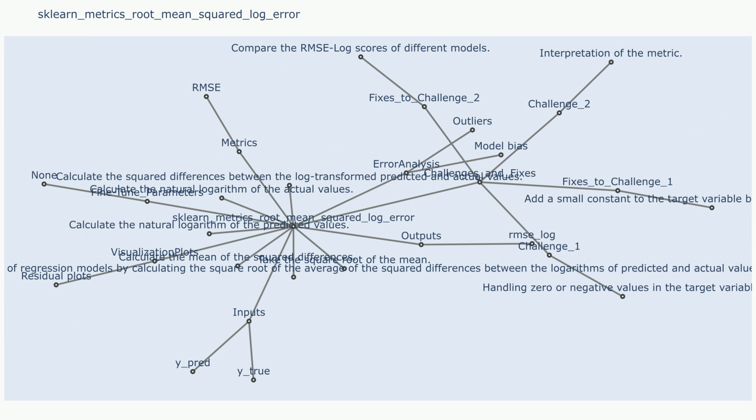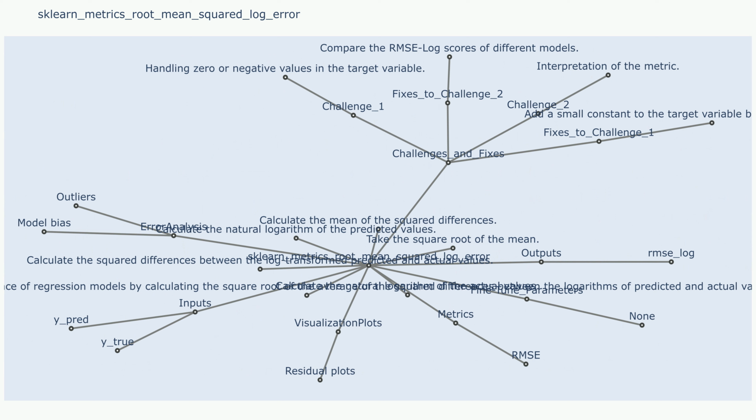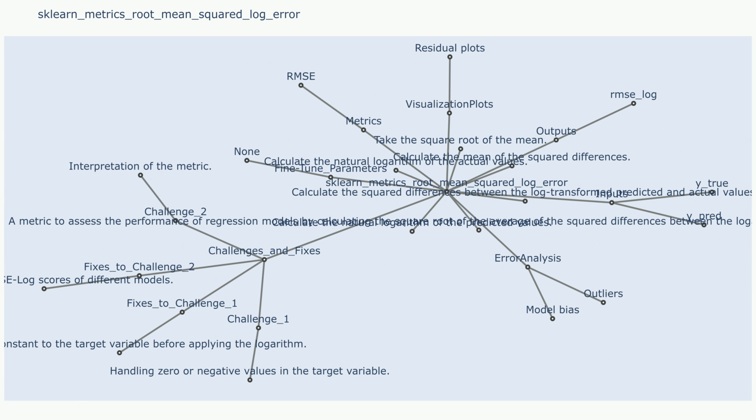Metrics: RMSLE provides a measure of the average logarithmic error, useful for evaluating models that predict values with a wide range. It is particularly useful for cases where the model's errors are more significant when the predicted value is far from the actual value. Visualization plots: residual plots can be used to visualize the distribution of the errors, the difference between predicted and actual values, and assess whether the model has systematic biases.